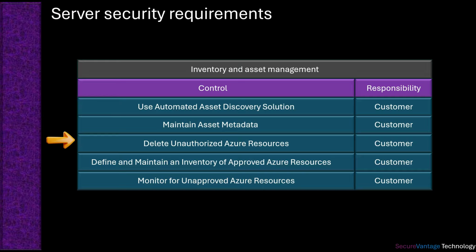Tagging, management groups, and separate subscriptions can help you keep track of everything, which makes it easier to spot and delete unauthorized resources quickly. Fourth control is define and maintain an inventory of approved Azure resources.